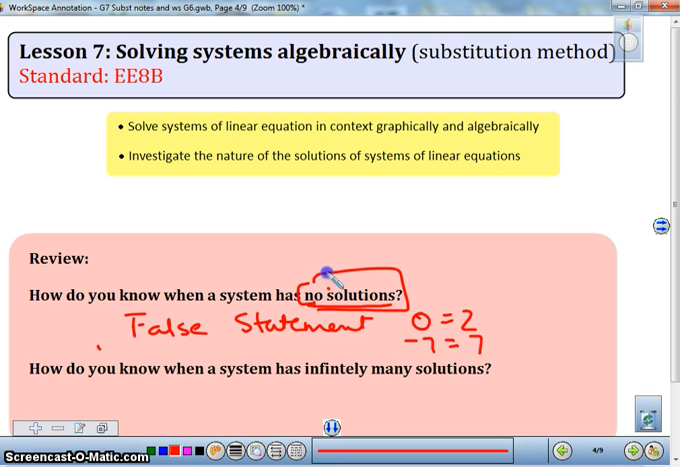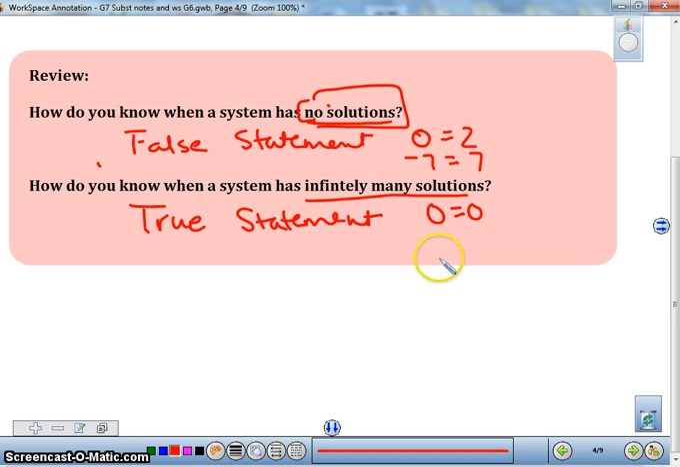When we are looking at infinitely many solutions, that's when you actually had a true statement. So please make sure you're writing this in your notes. And a true statement would be something like 0 equals 0, or -4 equals -4.